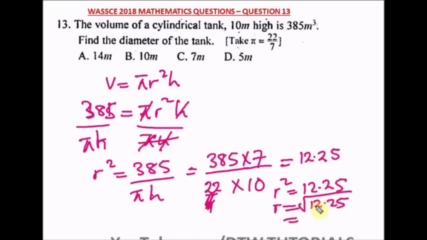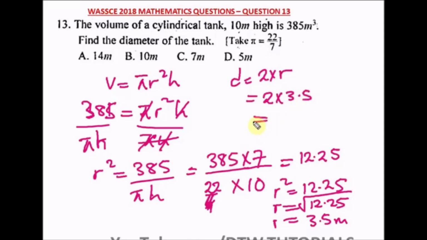12.25. And what's the square root of 12.25? We're going to get 3.5. So r is equal to 3.5 meters. But our question says find the diameter of the tank. Diameter is equal to 2 times r. So this will be 2 times 3.5, which gives us 7. So our answer is 7 meters, and our right option here is option C.